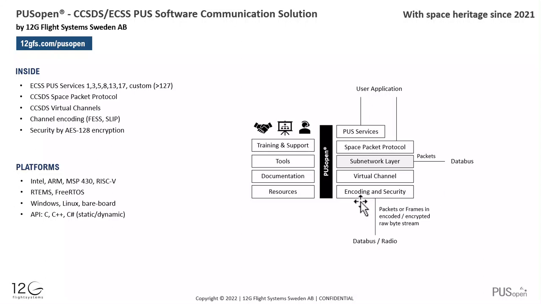So which layers do we have? At the very bottom we have encoding and security, which is the link layer of the CCSDS.